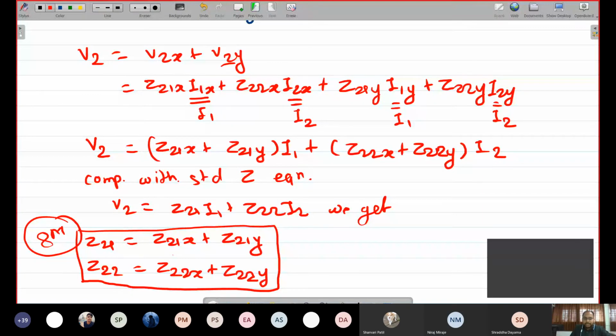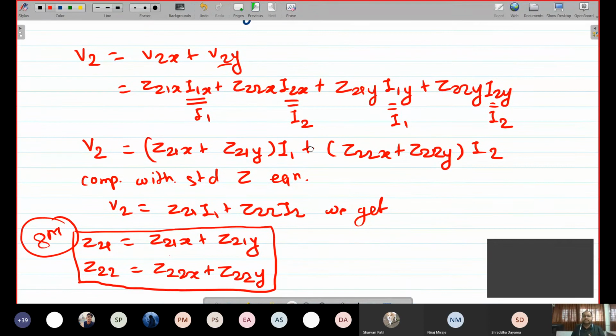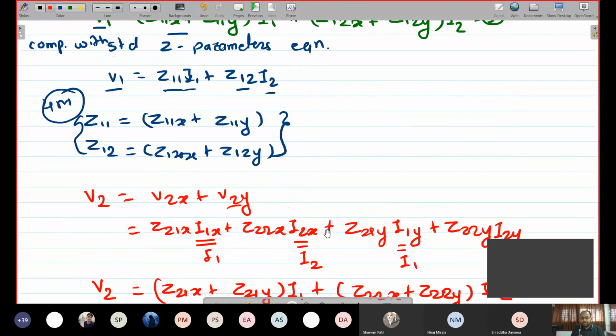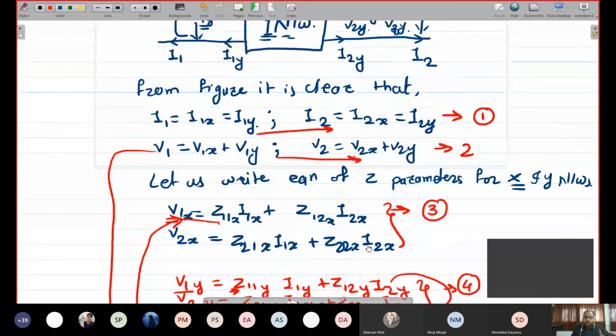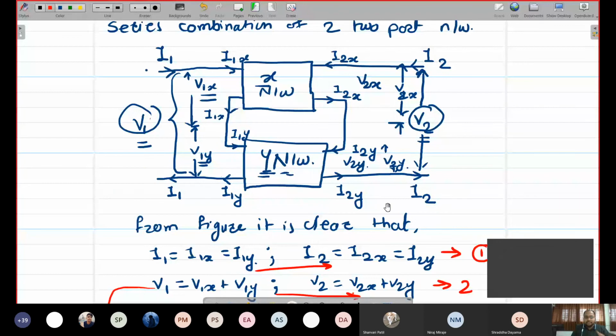First, you need to draw the diagram. Is that fine? So first you need to understand what is series and what is parallel connection. And once you understand that, then you are going to draw this diagram. Am I right? I hope this diagram is clear to you, how I have drawn this diagram. Yes, great. Then you have to write X network and Y network.